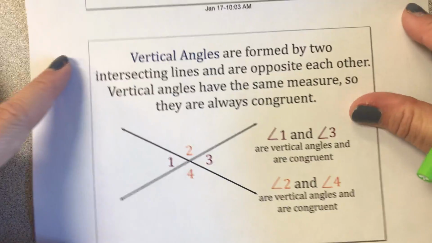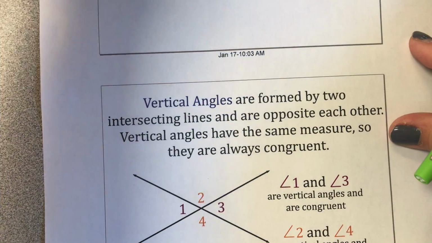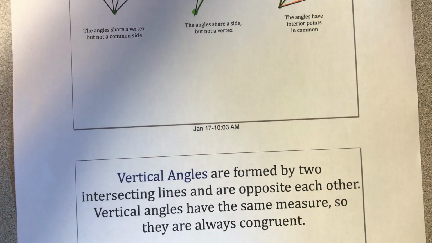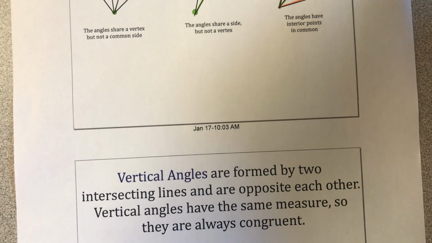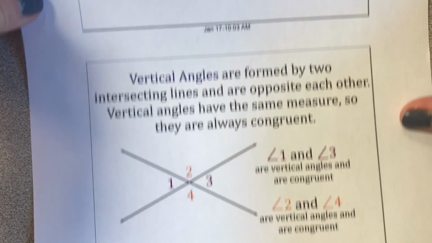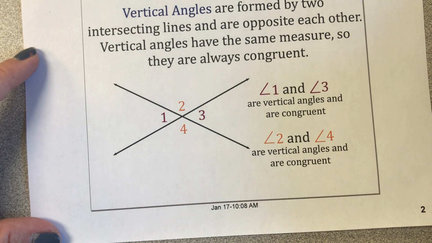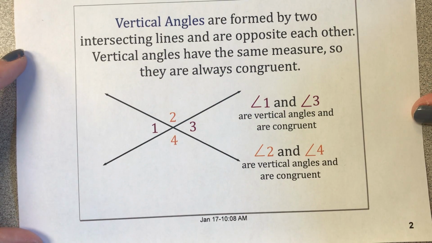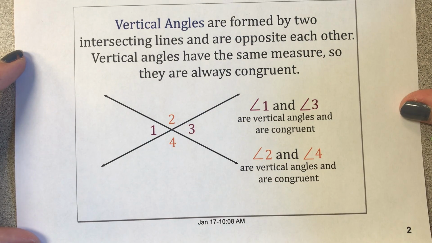Then the other kind of special pair that we have to talk about are vertical angles. Vertical angles are formed by intersecting lines, and they are opposite each other. Vertical angles have the same measure, so they're always congruent.